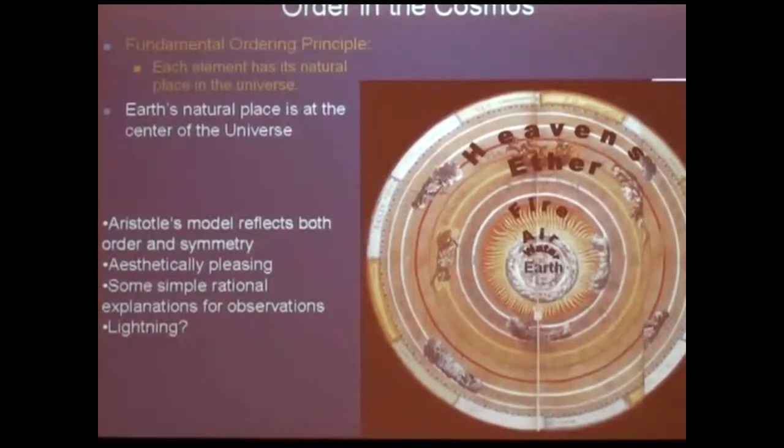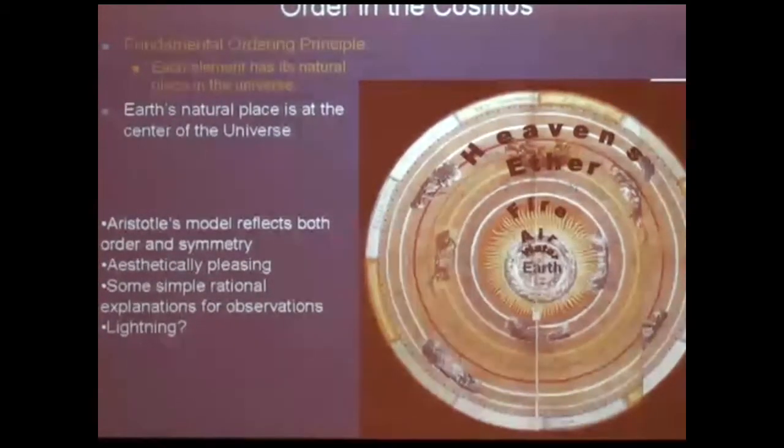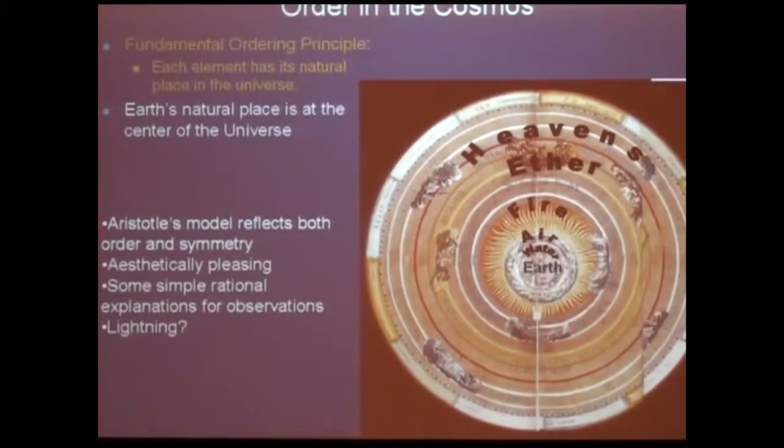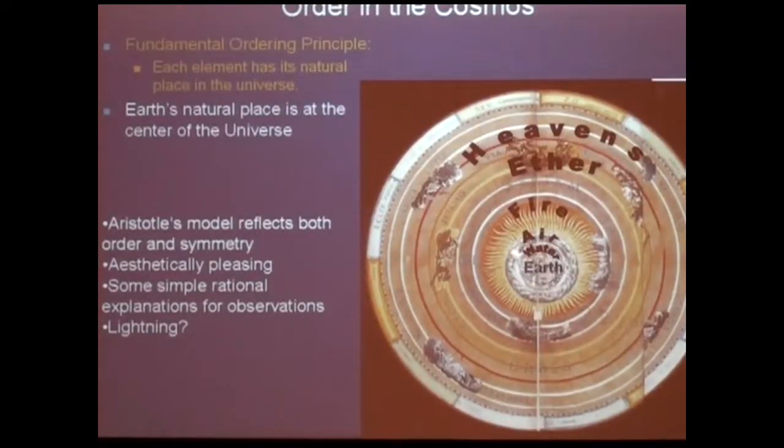Well, what happens when lightning strikes a tree? It catches fire. So lightning is fire, right? Now, what's happening is, when you see this atmosphere crack up, open up in cracks, then you can see the sphere of fire behind it. That's lightning. So that's a nice rational explanation.